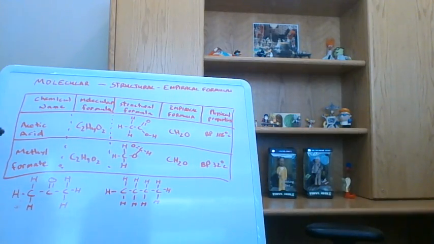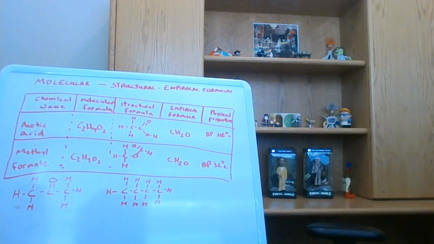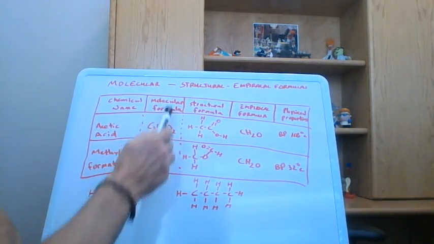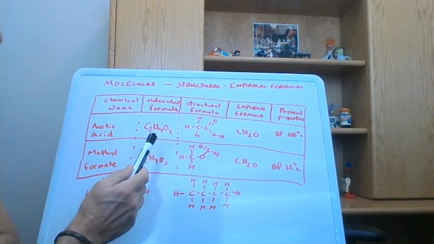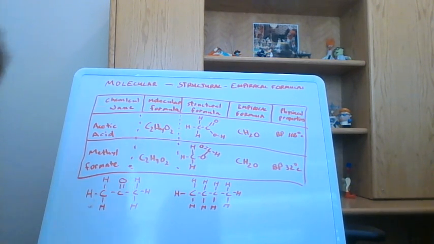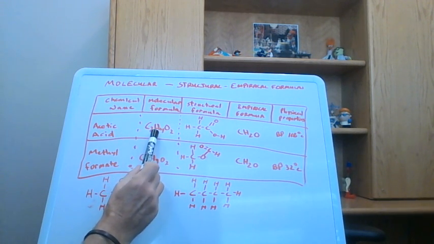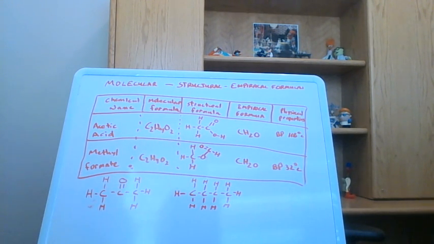If we look at these two chemicals, acetic acid and methyl formate, we've seen molecular formulas before, and that tells us the number and type of atoms that make up that molecule. So this acetic acid is made out of 2 carbons, 4 hydrogen, and 2 oxygen. So it tells us all the atoms that make up that molecule, but nothing about how they're really connected, right?